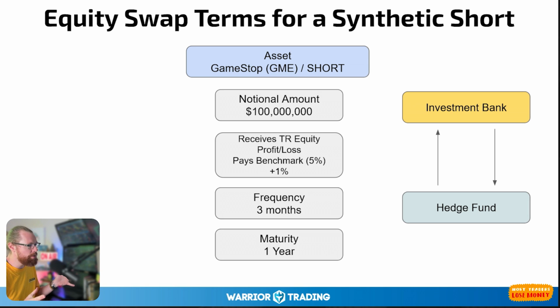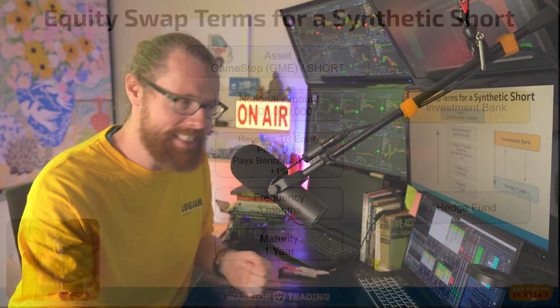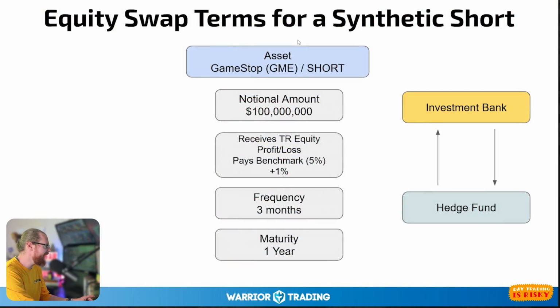So this is an example of an equity swap and the terms for what would be called a synthetic short. It's called a synthetic position because you essentially pay profit and loss as if it's a real position, but it's not a real position. So it's synthetic. The underlying asset in this case is a GameStop short position. The notional amount, which is the amount of money that you're putting in the position, is $100 million.